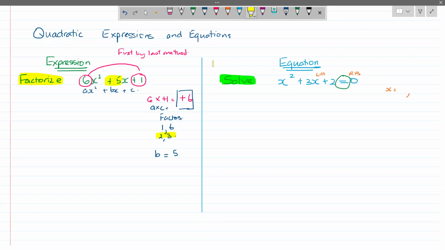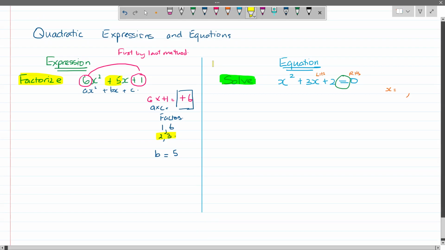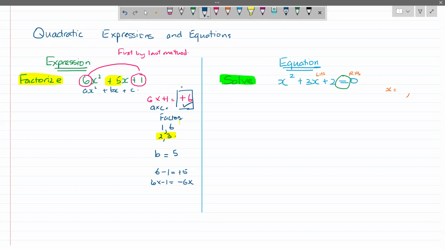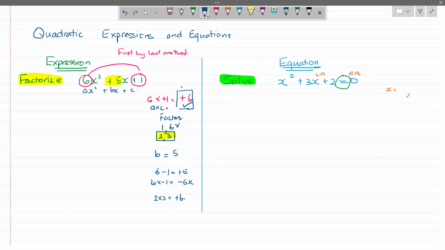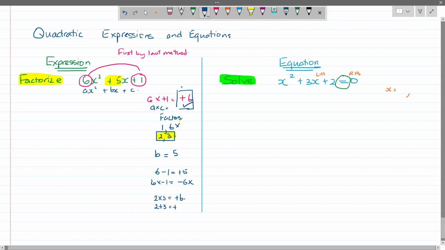So the only two factors that we could use to get a positive 5 will have to be 2 and 3. Now we could use 1 and 6 to get a 5, but it would mean that I'll have to use 6 minus 1 to give me positive 5. But if I multiply 6 by minus 1, I'll get minus 6, which is not what I want. I want to be able to get positive 6. So this is why 1 and 6 can't work. 2 and 3, however, if I do 2 multiplied by 3, I would get positive 6. And if I add 2 and 3, I would get positive 5.